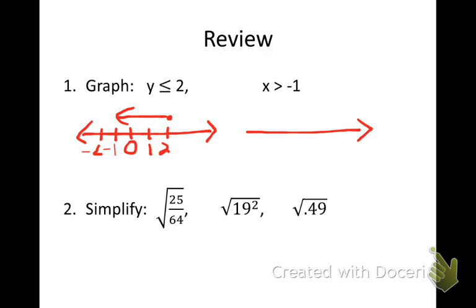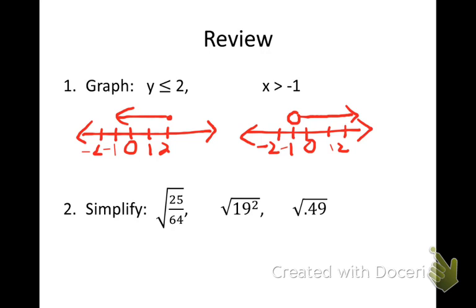Again, read it first. X is greater than negative 1. So make your number line, put a few numbers on there. Is negative 1 greater than negative 1? No, it's not included. So when it's not included, it's the open circle. But 0, 1, 2 are all numbers greater than that, so it would be going this direction.